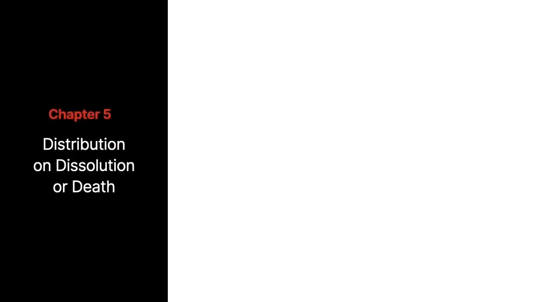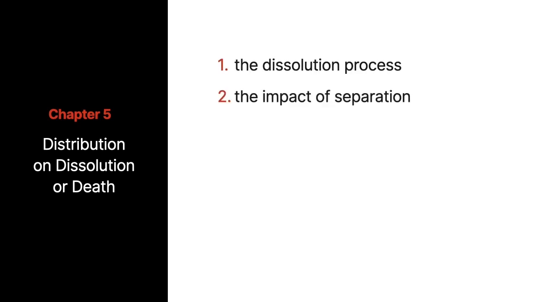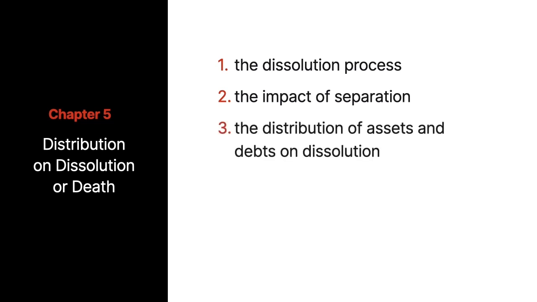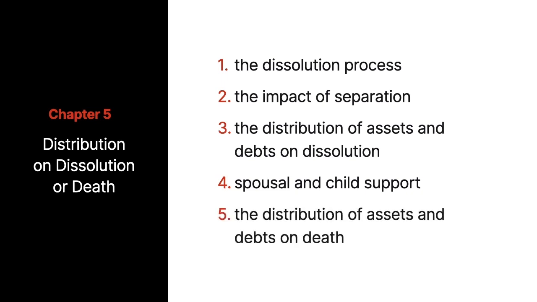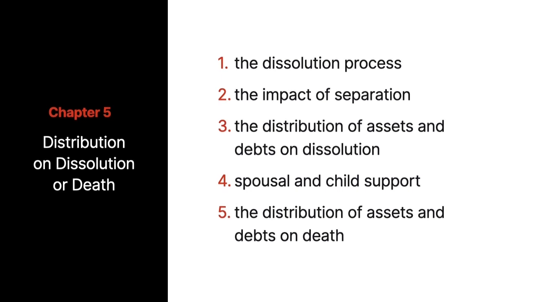Chapter 5 explores what happens to property when a marriage ends, whether because of dissolution or death. It first provides an overview of the dissolution process and the impact of separation on spouses' property rights. It then looks at how assets and debts are divided between spouses upon dissolution and the circumstances in which a spouse may seek post-dissolution financial support. Finally, the chapter addresses the treatment of assets and debts if a marriage ends with a spouse's death.